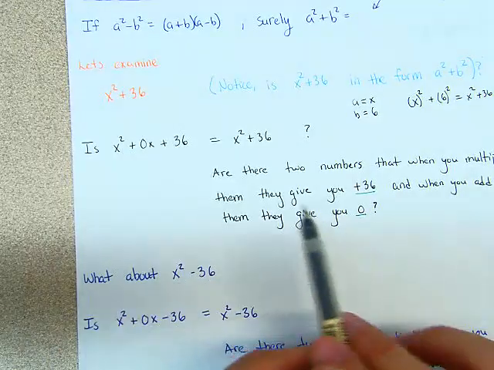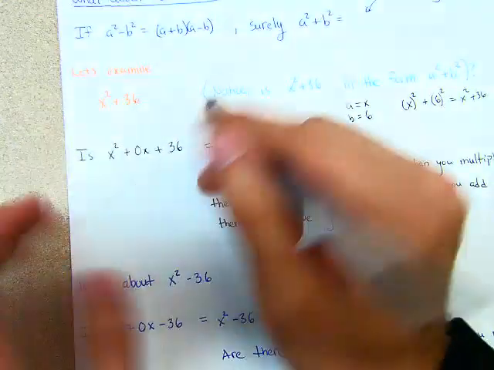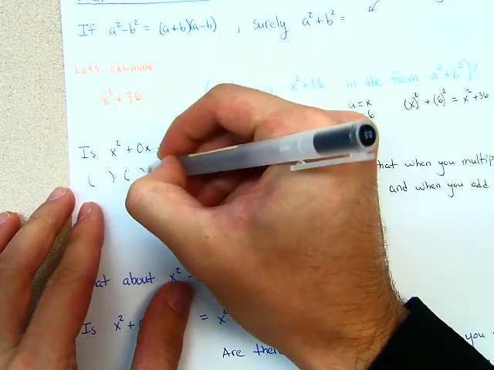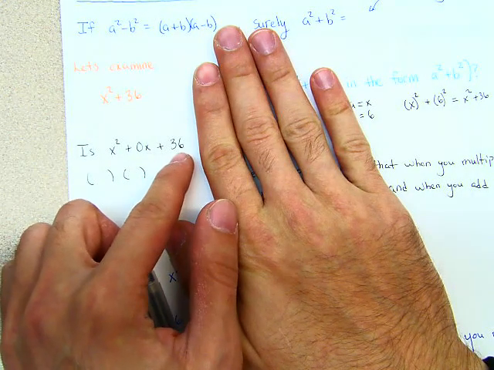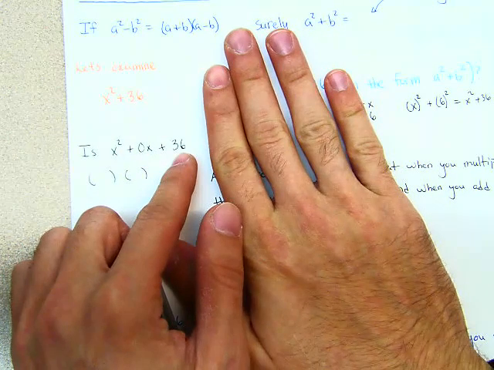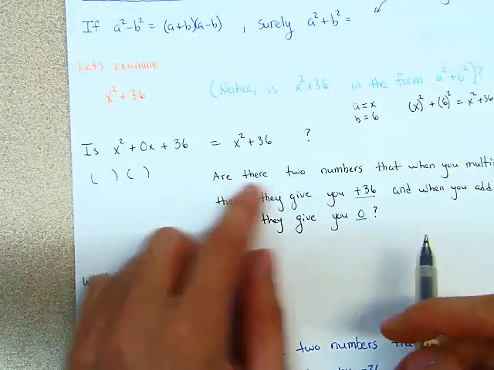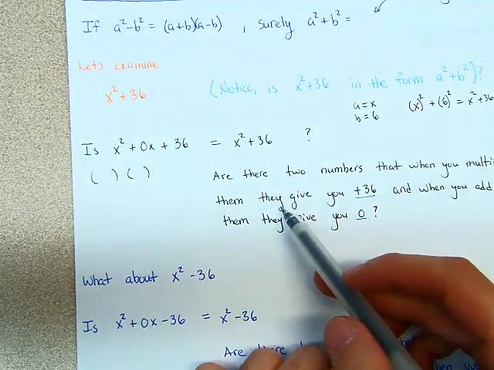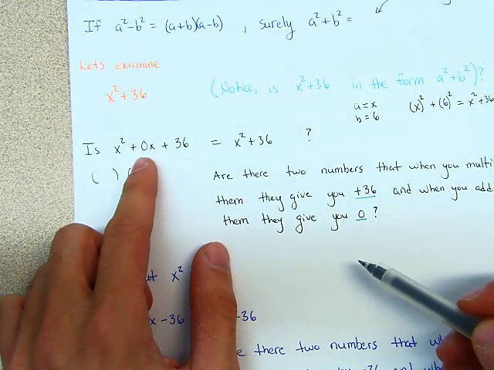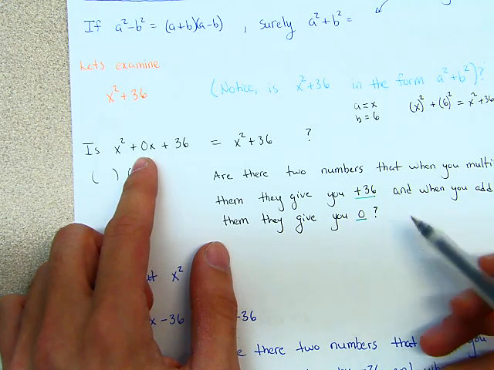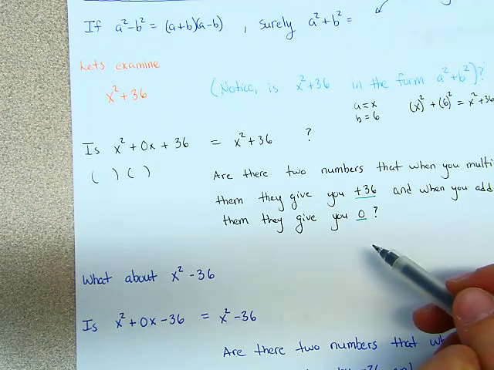So remember, let's examine this. If we wanted to factor this, what is our mantra? What was that mantra we say? What two numbers, when you multiply them, give you 36, but when you add them, give you 0? Are there two numbers that you multiply and they give you positive 36, and when you add them, they give you 0? Think about it. If you can find two numbers, write them down. Just pause the video and try to think of those two numbers.